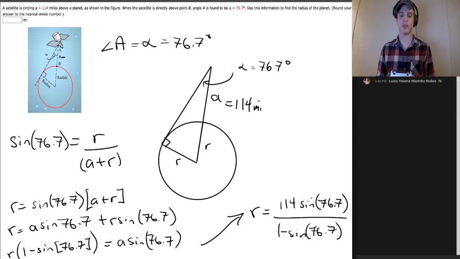So I'm getting 4,136, round to the nearest whole number. So 4,136.